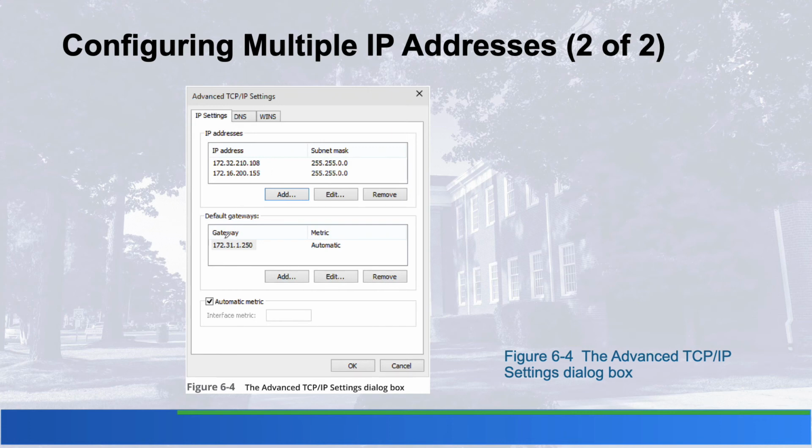Notice they have a default gateway set. Remember, default gateways are optional. The other thing you might want to notice is that the default gateway isn't on either one of these networks that share these IP addresses. So this probably wouldn't work, because the default gateway is not on one of the networks that the computer has an assigned address to.